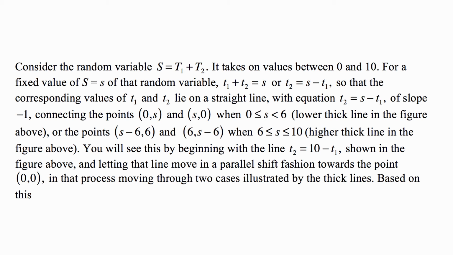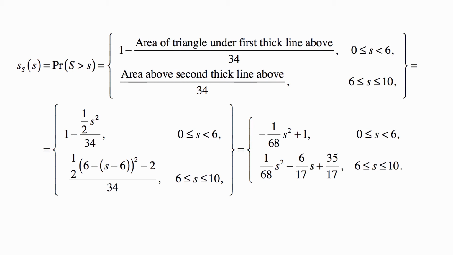Okay, so based on this reasoning, we calculate the survival function of s, the sum of the two. The probability that s is more than a specific value of s is the probability of being above that thick line indicated. And there are two cases: s is between 0 and 6, and what are the chances of being above that line, and then s is between 6 and 10, and what are the chances of being above the thick line. So in the first case, it's 1 minus the area of the triangle under the first thick line in the figure, divided by 34, because 34 is the area of the whole region.